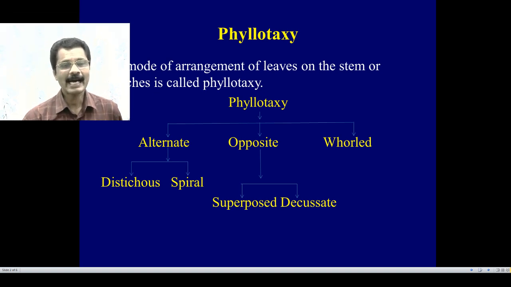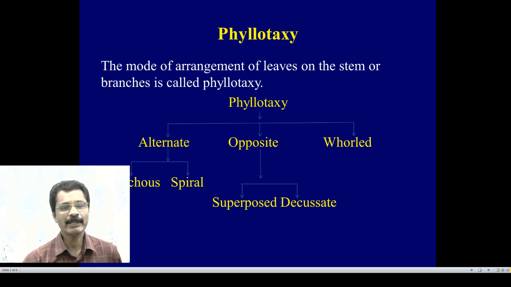Phyllotaxy means the mode of arrangement of leaves on the stem or branches. In angiosperms, mainly three types of phyllotaxy we can see: alternate phyllotaxy, opposite phyllotaxy, and whorled phyllotaxy.